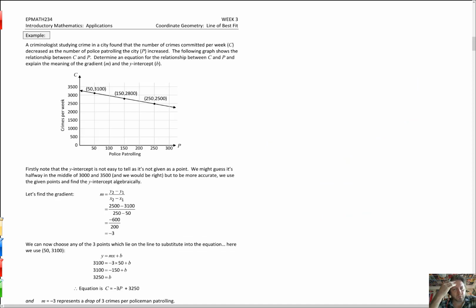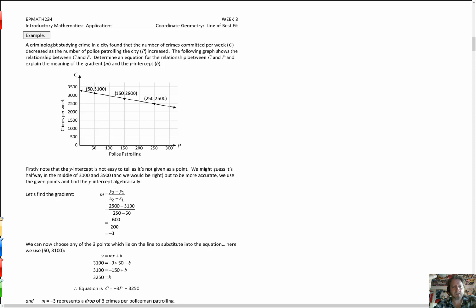Okay, another example. This time we're given the sketch, we're not given the words as such. We're not given the gradient and the y-intercept like we were last time. We're just given the graph. Okay, let's read it. It's another one, very simplistic. That's all we do, okay? A criminologist studying crime in a city found that the number of crimes committed per week, called C, decreased as the number of police patrolling the city P increased.